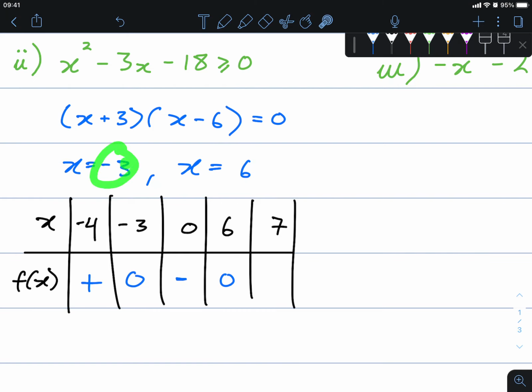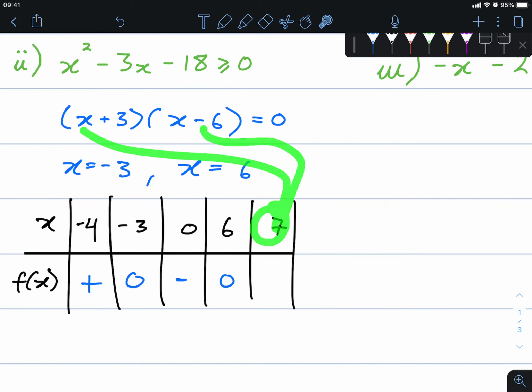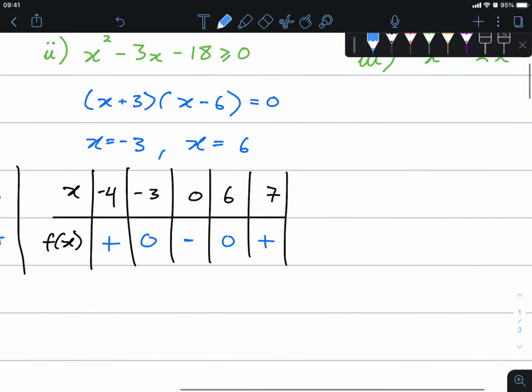Same thing for here, negative 3. Substituting 7 here and here. This will give us 10. This will give us 1. Multiplying the two, we get a positive. And there are our solutions.